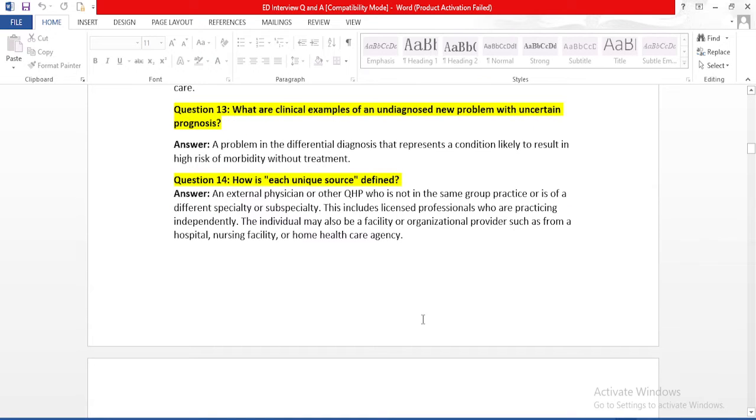Next question. What are clinical examples of an undiagnosed new problem with uncertain prognosis? So a problem in the differential diagnosis that represents a condition likely to result in high risk of morbidity without treatment. So, an undiagnosed new problem is a problem in the differential diagnosis that represents a condition likely to result in high risk of morbidity without treatment. So, for an undiagnosed new problem, we need to give the treatment, otherwise there is a high risk for the disease or disorder without treatment.